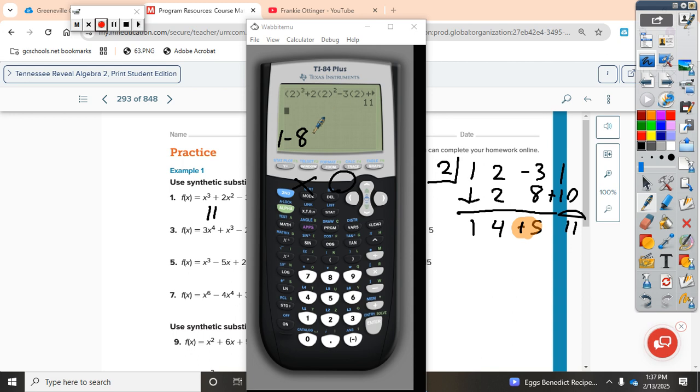I'll give you the option when you're just looking for the remainder. I don't care which way you do it. It's easy to make mistakes either way. You can do synthetic substitution by the calculator or synthetic division by hand. It's kind of up to you.